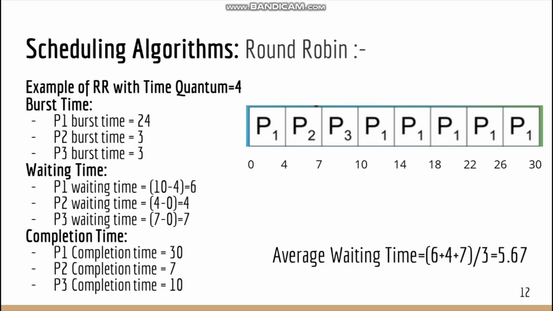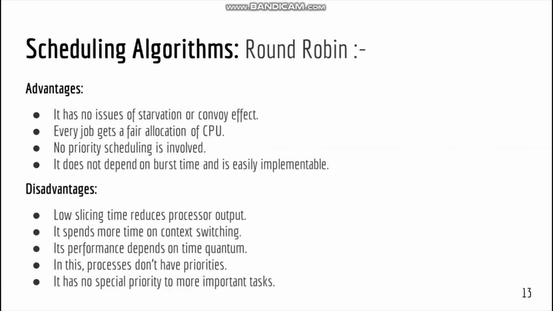So now we will look at some advantages and disadvantages of this algorithm. This algorithm is very easy to implement and it does not depend on burst time. No priority scheduling is involved in this. While it has some disadvantages: it has no special priority for more important tasks, processes don't have priorities, low slicing time reduces processor output, and it also spends more time on context switching.